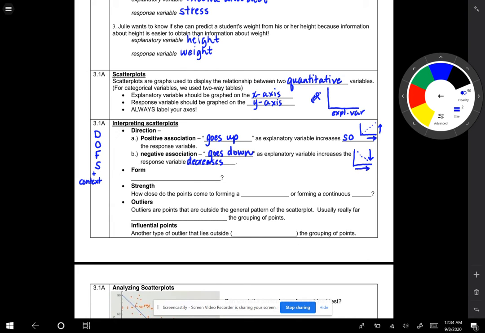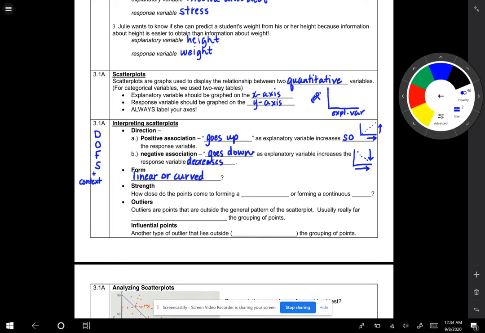All right, and I just have these out of order, and that's fine. Just remember that if you talk about DOFS, you're good to go. As far as the form goes, it's going to be linear or curved. In this chapter, we're focused on linear association, so you have to take the time to check, or else all that work you've done is for nothing. So is the relationship linear or curved between those two variables?